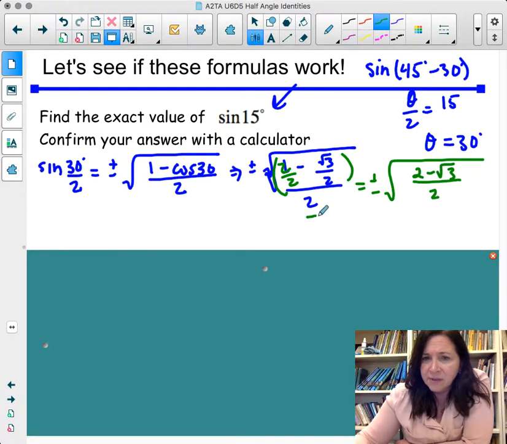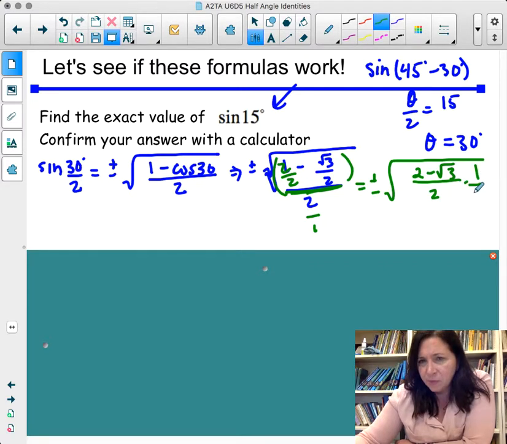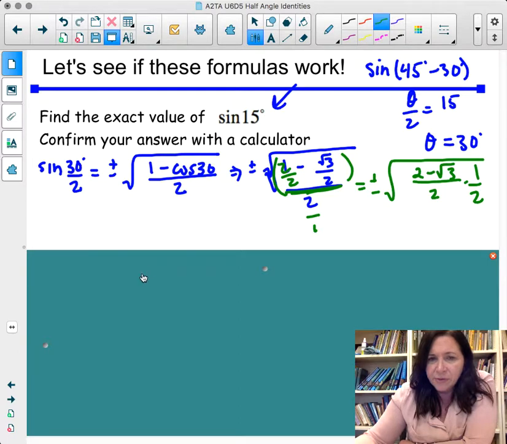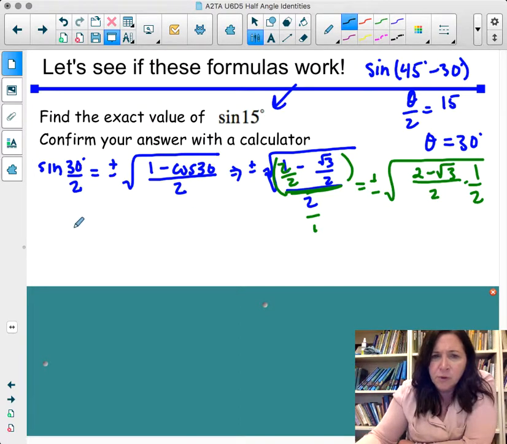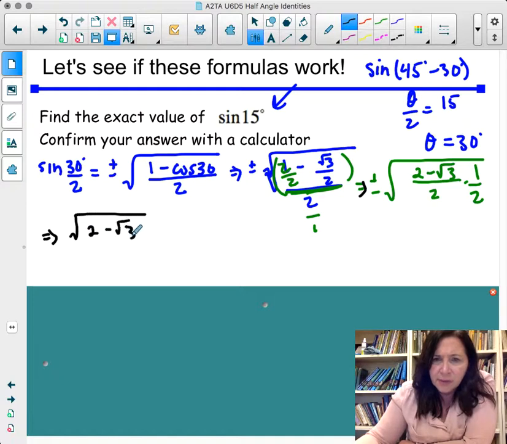And then this is divided by 2, right? So that's multiplied by the reciprocal, and so now it's over a fourth. So coming this way, we're going to get the square root of 2 minus the square root of 3, and this is 2 times 2, which is 4, over the square root of 4, which is 2.